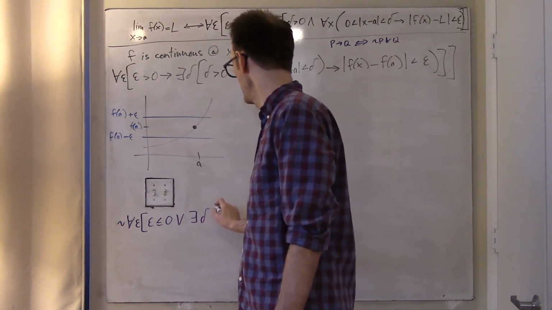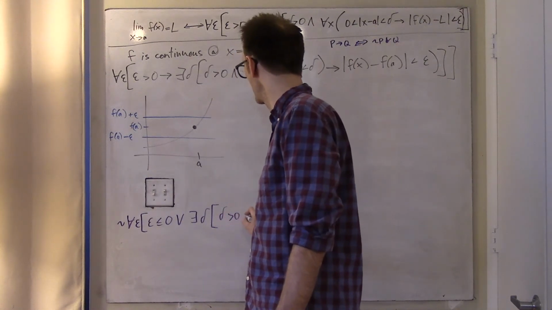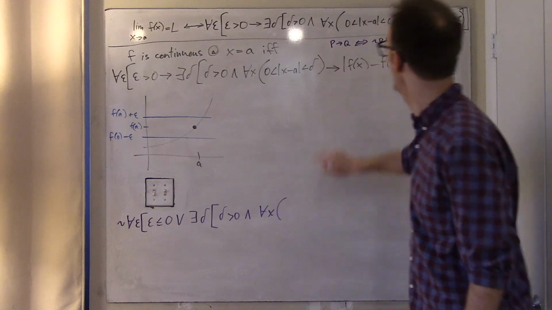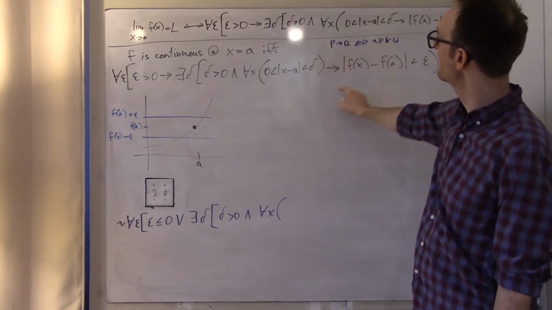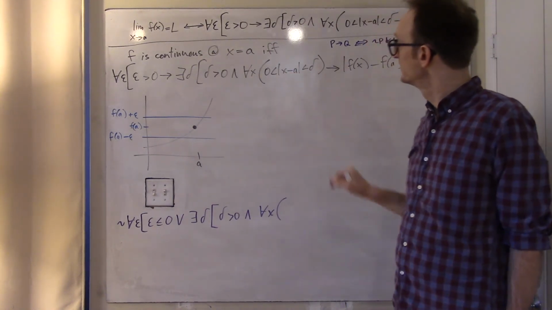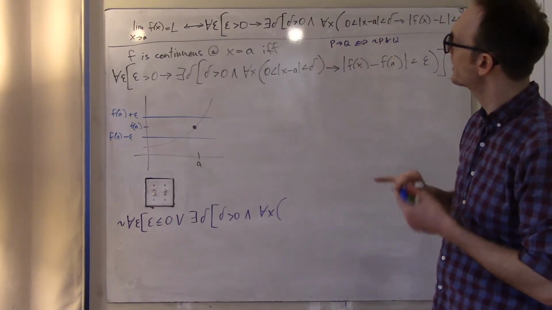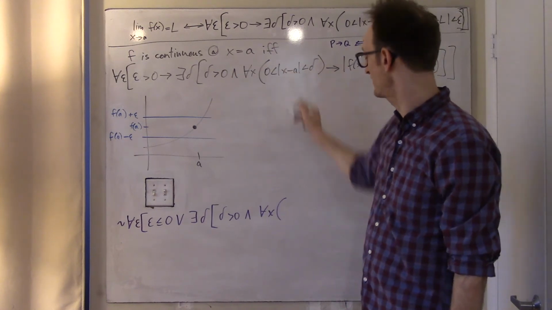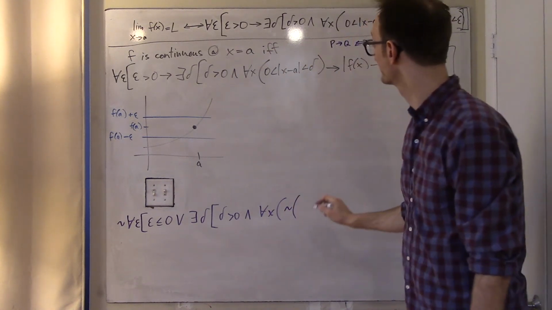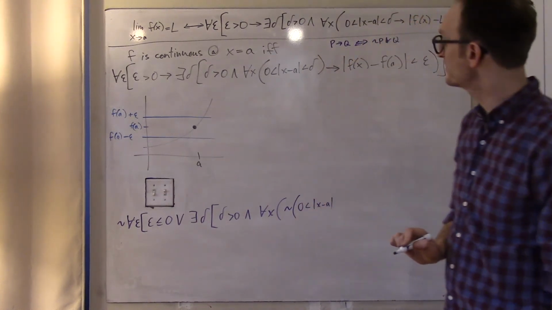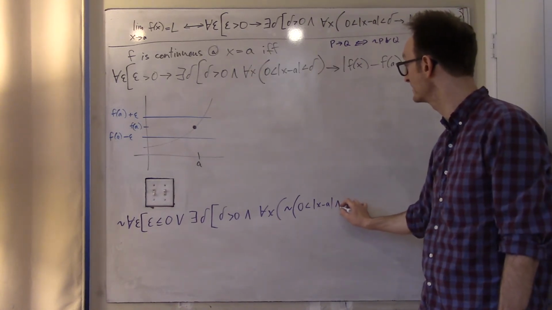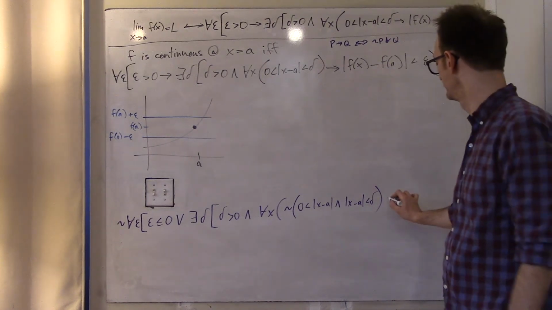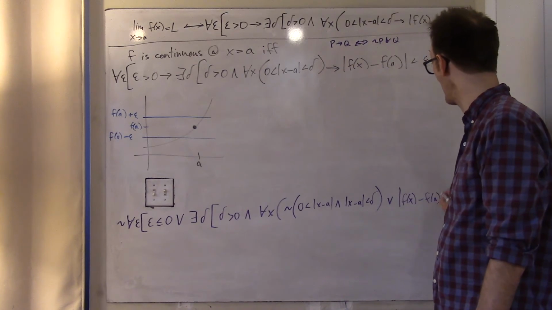there exists a delta such that delta is greater than zero, and for all x, and now, once again, I will replace this arrow, because P arrow Q is not P or Q. So what does that mean? Well, this is also a compound inequality. So the negation of this would be the negation of absolute value of x is greater than zero and absolute value of x minus a is less than delta, or absolute value of f of x minus f of a is less than epsilon.